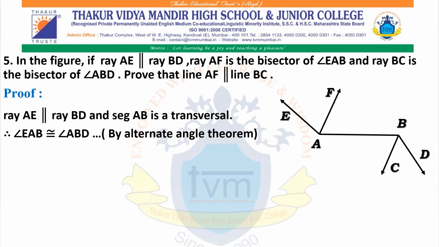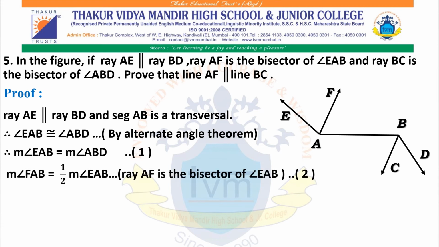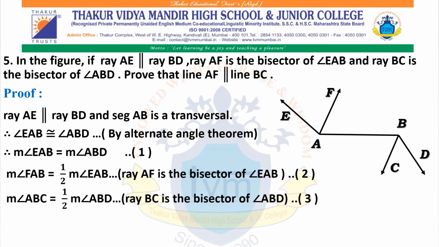We know that if the lines are parallel, then the alternate angles formed by them are congruent. Therefore measure angle EAB equals measure angle ABD. We'll consider this as equation number 1. Measure angle FAB is half of measure angle EAB. You can look at this figure. Here ray AF is a bisector of angle EAB. Therefore measure angle FAB is half of measure angle EAB. We'll consider this as equation number 2.